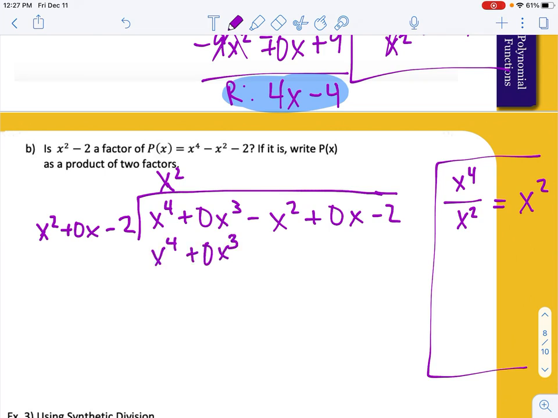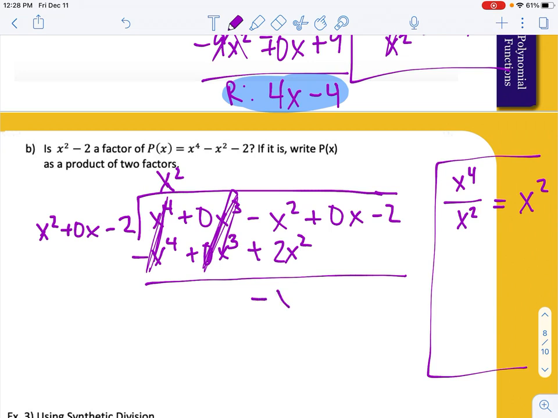Multiply it down through all the terms. And we can actually go ahead and get rid of the first two terms because they both cancel out. That doesn't always happen, but it happened to happen that way this time. And then we might as well bring down the next two terms from there. So positive 1x squared plus 0x minus 2, because we bring these both down.